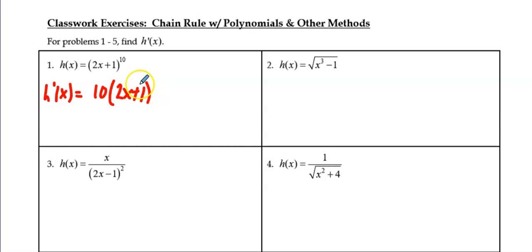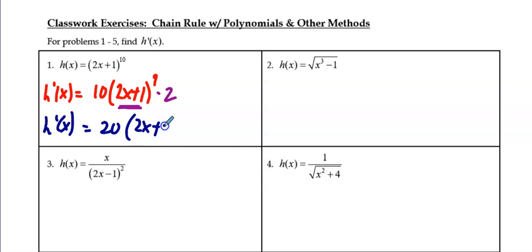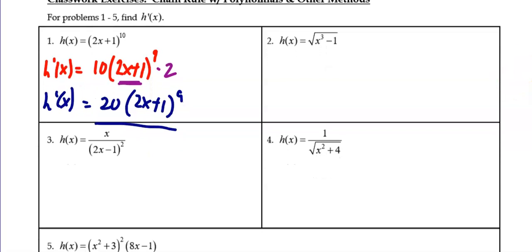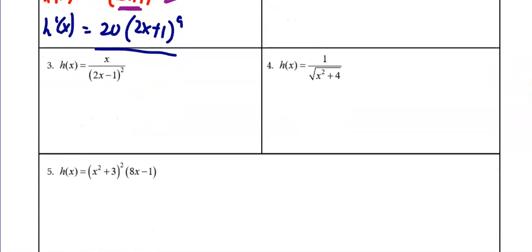You're going to get sick of hearing it, so I keep saying it over and over again, to the 1 less power, and then you're going to multiply again by the derivative of what's inside of the parentheses, and the derivative would just be 2. So your final answer will be 20 times 2x plus 1 to the 9th power. Don't simplify, you're good to go. Perfect answer. Okay? Then let's look at question number 3, because 2 is pretty straightforward.